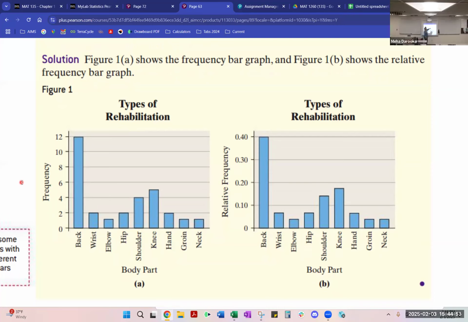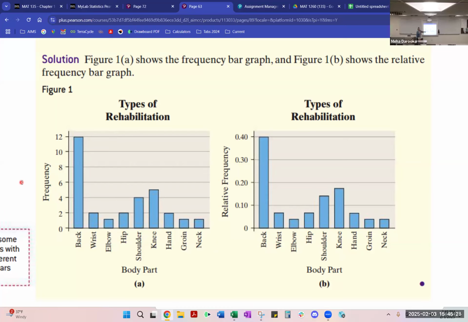You will also see there's a title to the graph because the idea is if you don't have the table from where we came up with these graphs, by just looking at the graph, you should know what you're looking at. So if we didn't have those first two examples, by looking at the graph, we can see, okay, we're talking about types of rehabilitations, of course, some kind of exercise program, right? You can see we're talking about the body parts on the bottom. They've of course labeled this as body part. And then you can see frequency and relative frequency.